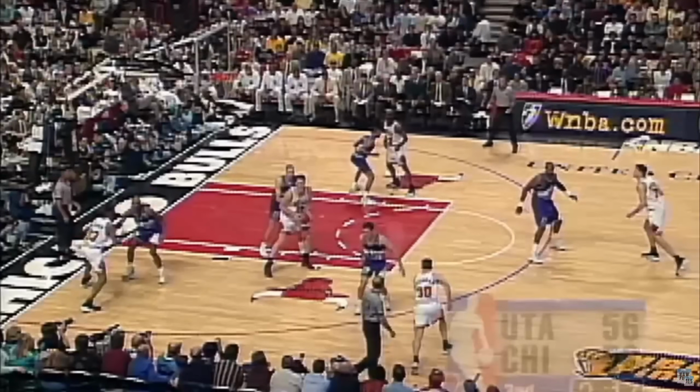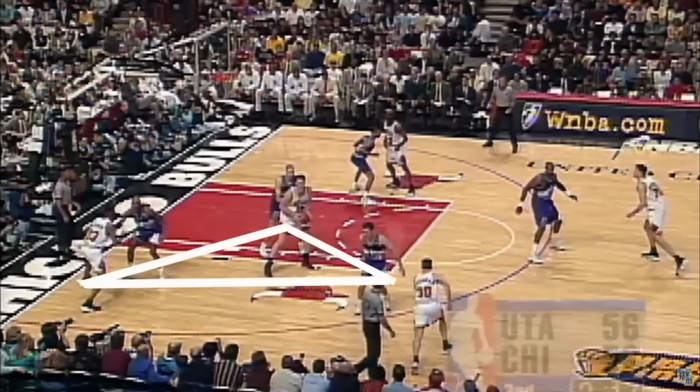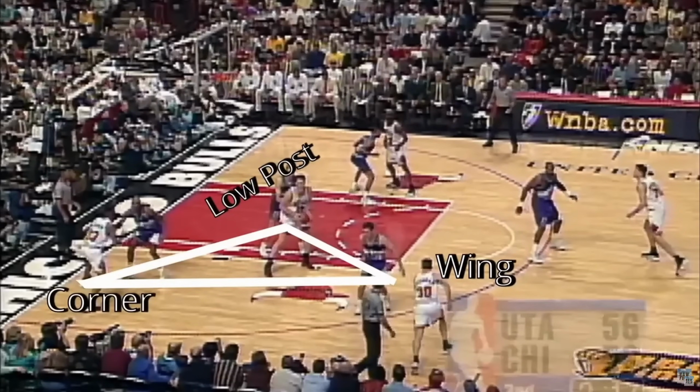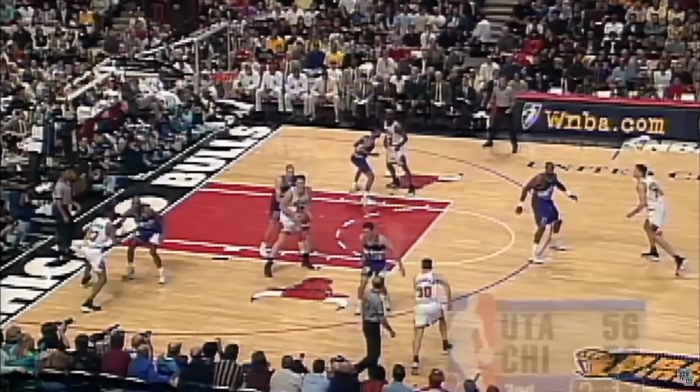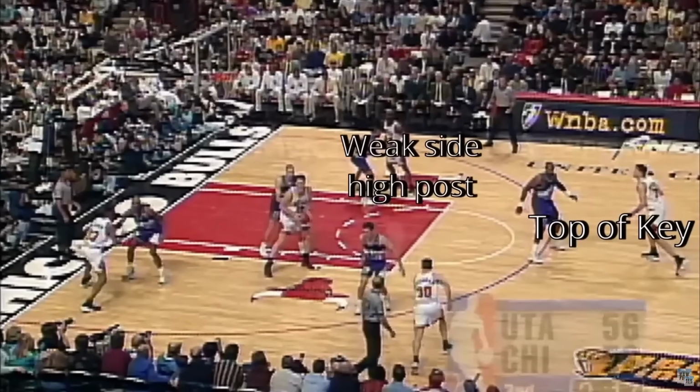Let's go over the basic formation of the offense. First, you have the sideline triangle, which is composed of a man at the wing, the low post, and the corner. And then you also have the two-man game, which involved a player at the top of the key and another man at the weak side high post.